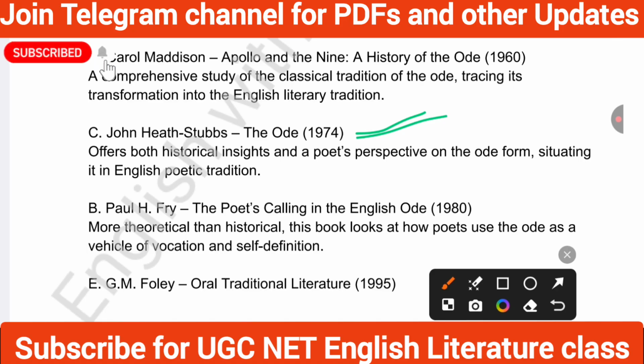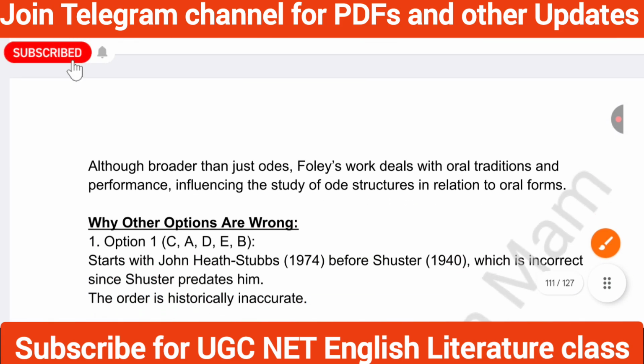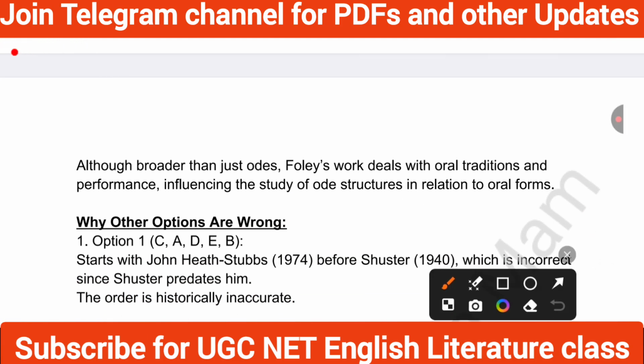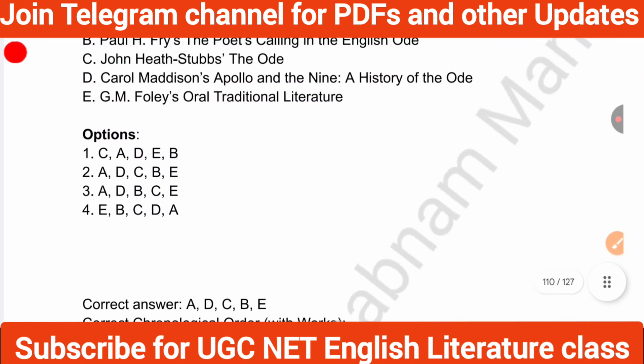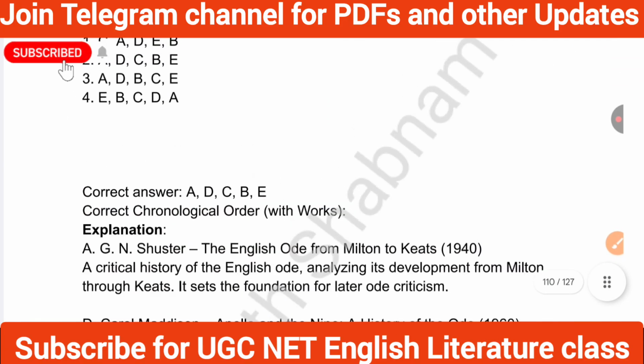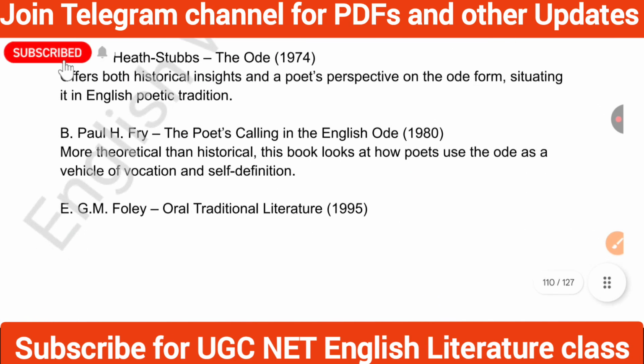Then we have Paul H. Fry, The Poet's Calling in the English Ode, 1980, more theoretical than historical. This book looks at how poets use the ode as a vehicle of vocation and self-definition. Then J.M. Foley, Oral Tradition and Literature, 1995, the last one in chronology, and it is broader than just the ode. Foley's work deals with oral traditions and performance, influencing the study of ode structure. So all the works related to the ode, all these books given here in question number 128, discuss the different structures of the ode by all these writers.